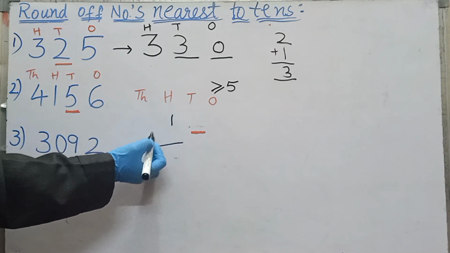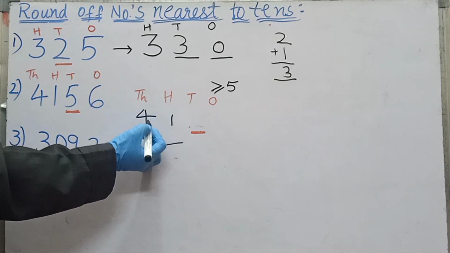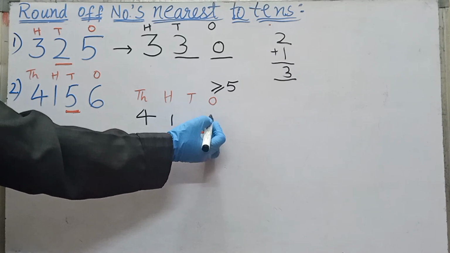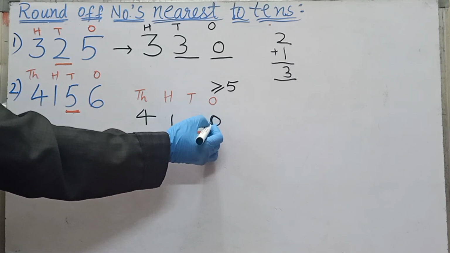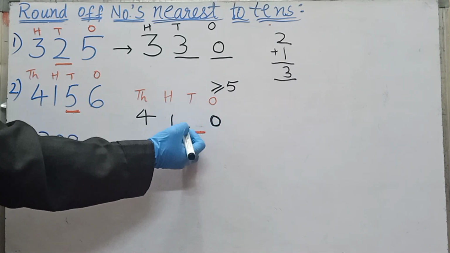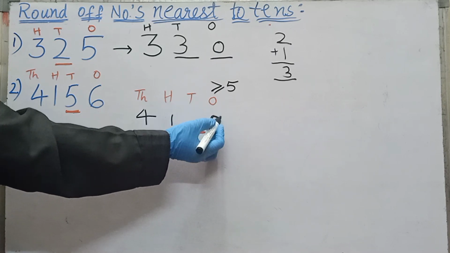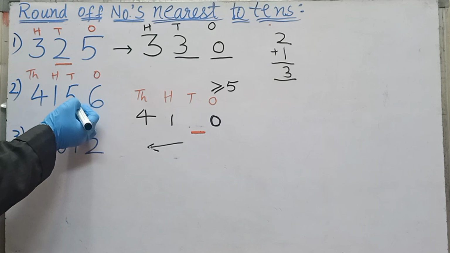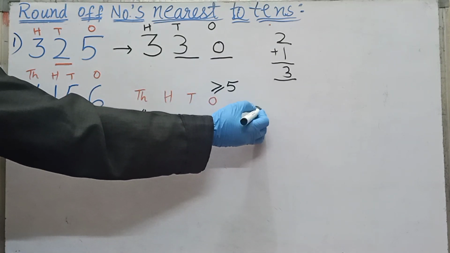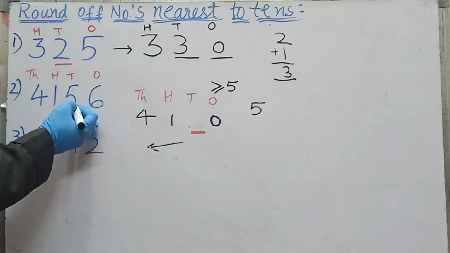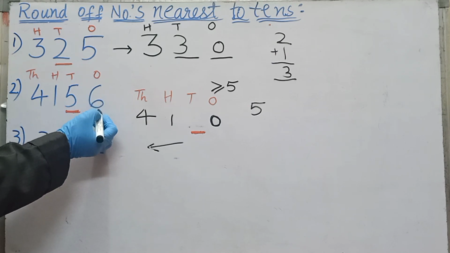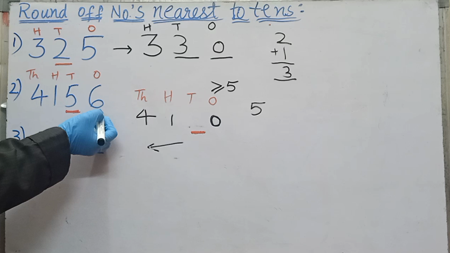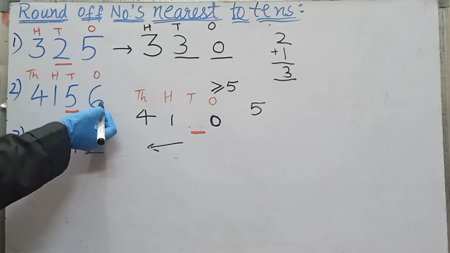In hundreds place 1 we have, in thousands place we have 4. Now in ones place we will get 0 since we are going to round off. Okay. To nearest tens, so ones place number will be 0. Now what we have to see? We have to copy the tens place number in the rough column. It is 5. Now we have to look at ones place. Ones place number, is it greater than or equal to 5? Yes, it is greater than 5.